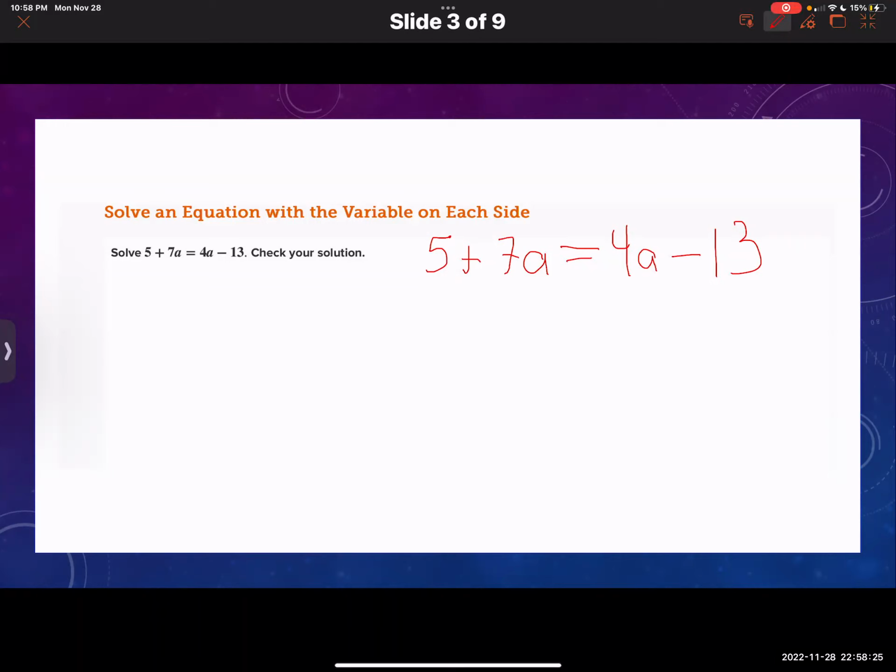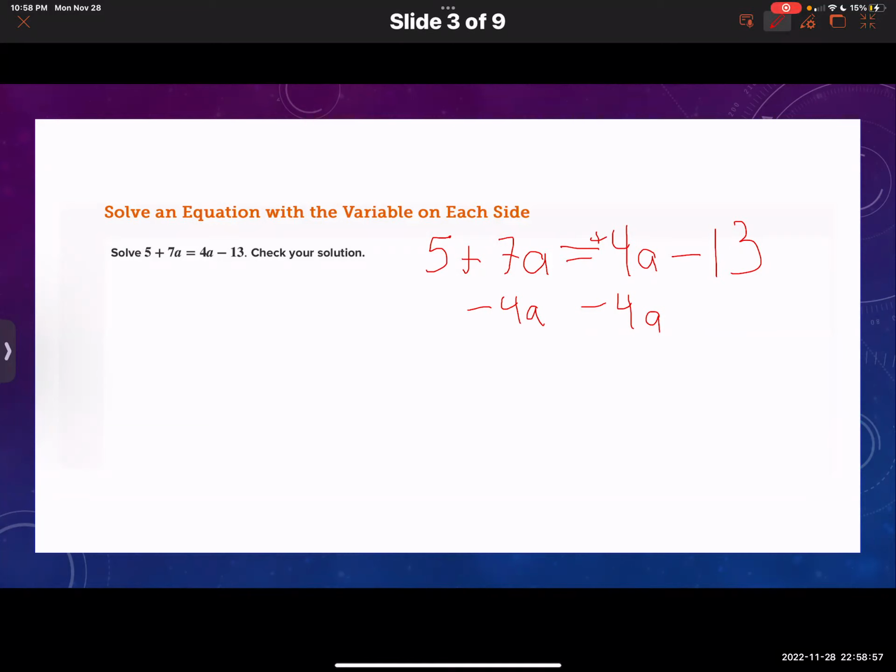We'll start with the 7a and the 4a because they both have an a, and we want to take care of the variable first. We decide who's going to have the party, 7a or 4a. Well, 7 is bigger than 4, has more resources, has more money to throw a party. So 7a is going to throw the party. 4a is going to come to the party. Remember, 4a has the little magic plus sign in front of it. So to move it, we're going to move it with a minus sign, right? And we're going to do some math.